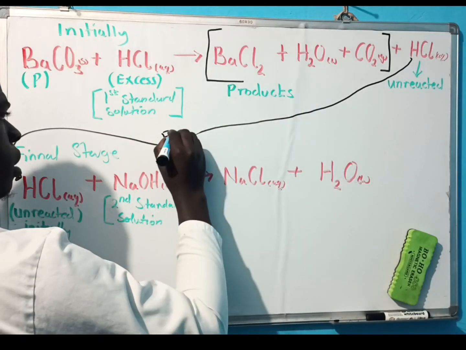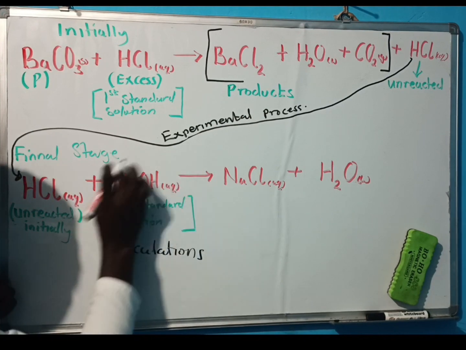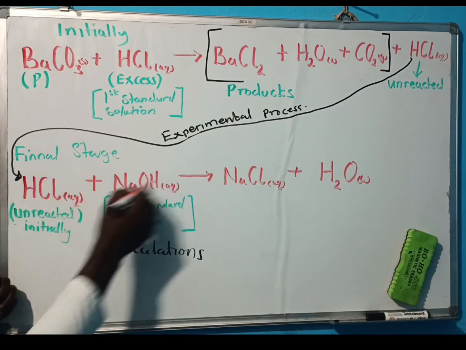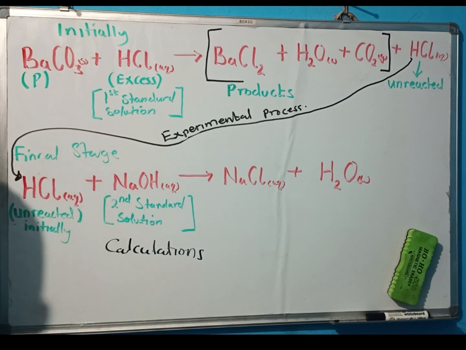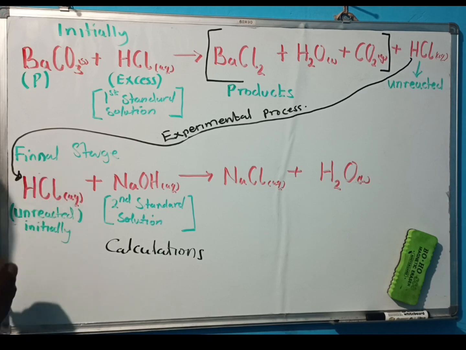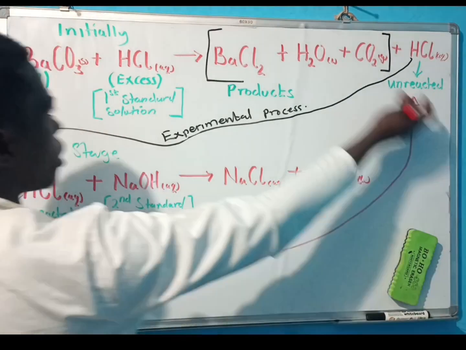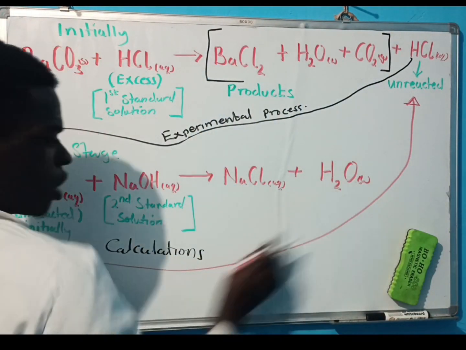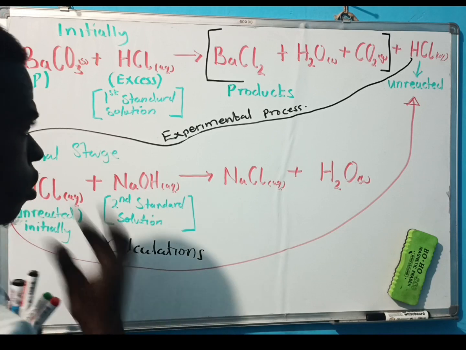But during calculations, we are going to start with determination of the number of moles of sodium hydroxide, which is the second standard solution, followed by the number of moles of unreacted hydrochloric acid, followed by the number of moles of hydrochloric acid that reacted with barium carbonate, and finally we can determine the number of moles of barium carbonate that reacted with hydrochloric acid. Thus we can determine the mass of pure barium carbonate that reacted and the percentage purity of barium carbonate.